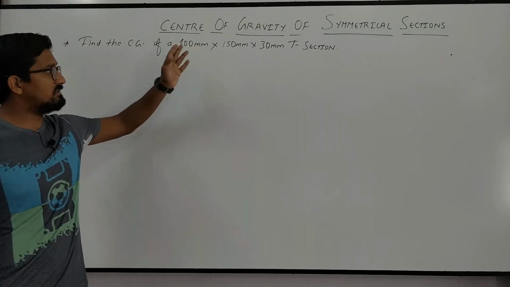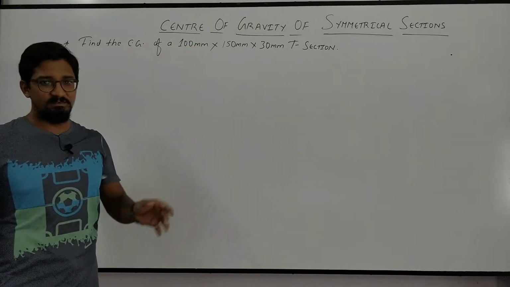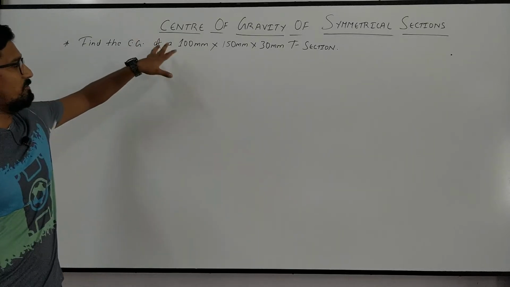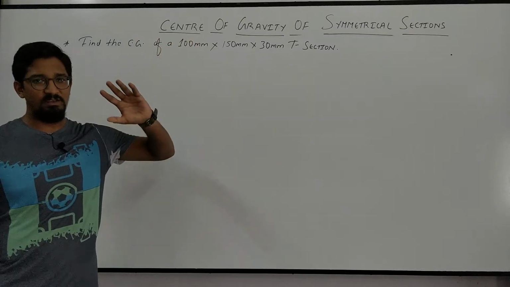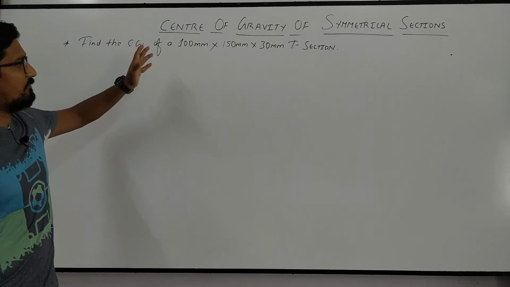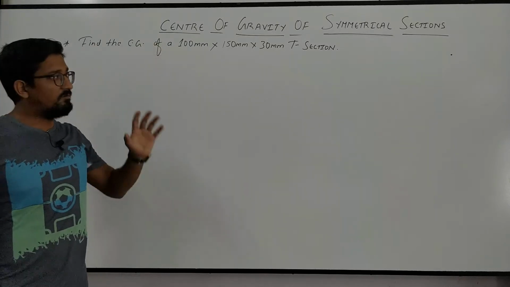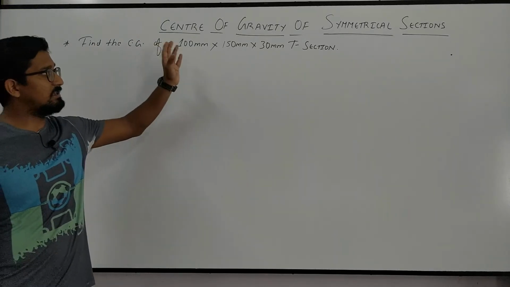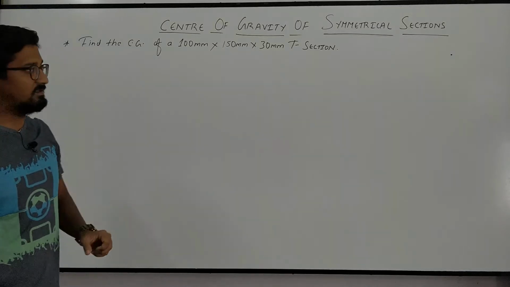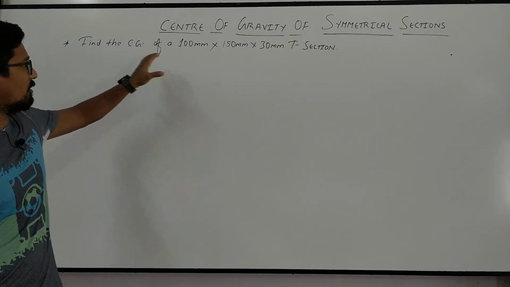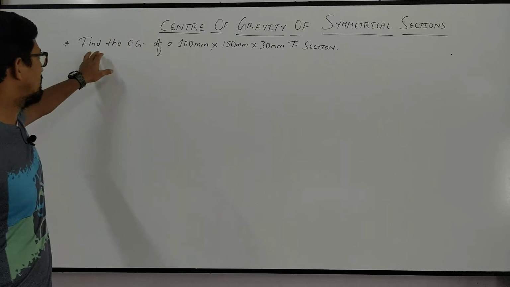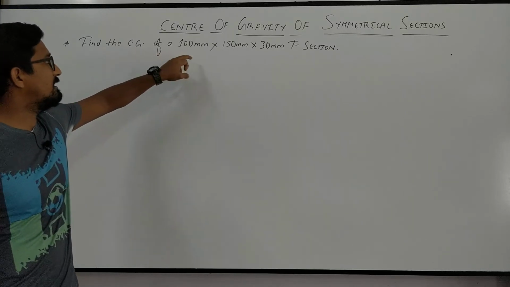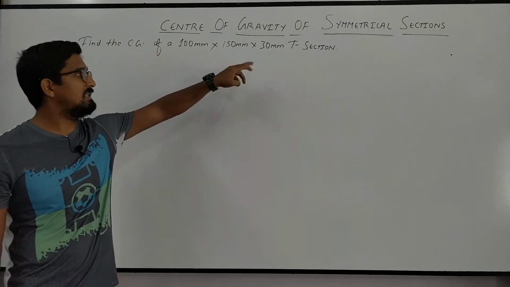Hello friends, today we are going to see how to find the center of gravity or CG of symmetrical sections. This topic is a part of moment of inertia. For calculating moment of inertia, first we have to calculate the CG or center of gravity of a section. By means of this problem which I have written on the board, find the center of gravity of a 100 mm into 150 mm into 30 mm T section.